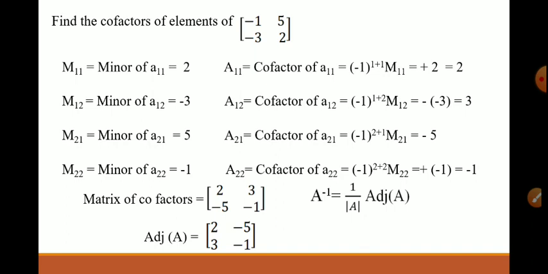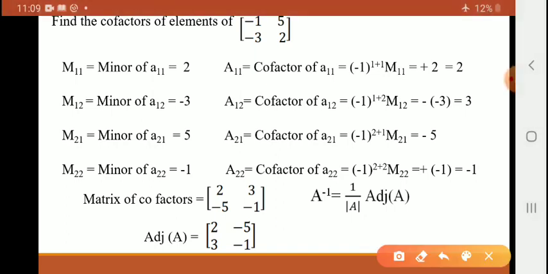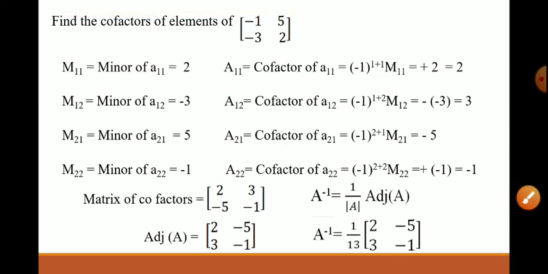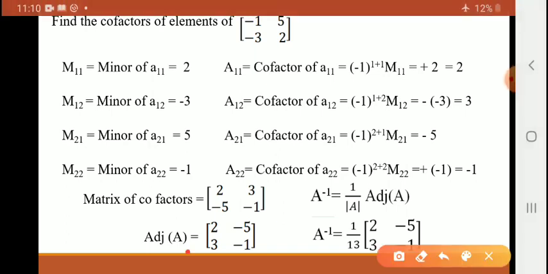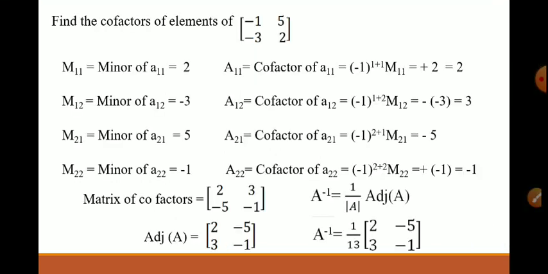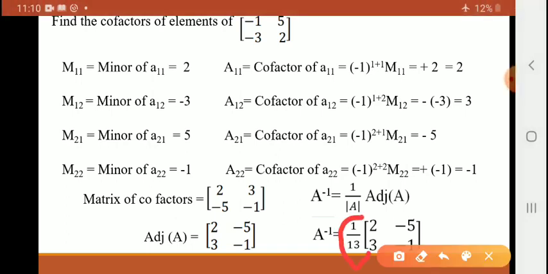Okay, now A inverse. We have to find the inverse, no? So A inverse is equal to 1 upon determinant of A into adjoint of A, the formula of A inverse. Now take the values. Determinant of A is 13, so it is 1 upon 13 into adjoint of A. Adjoint of A is this, 2 minus 5, 3 minus 1. So 1 by 13, keep it as it is, or you can multiply this factor 1 by 13 to each element of the matrix.